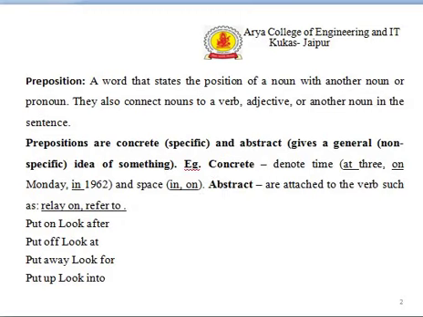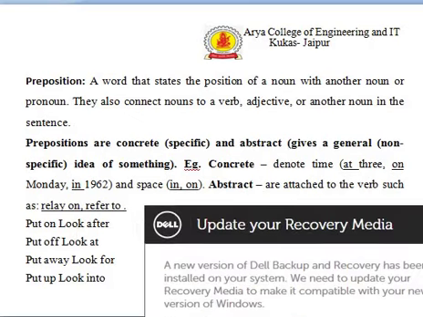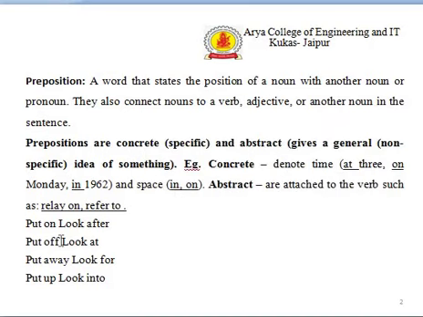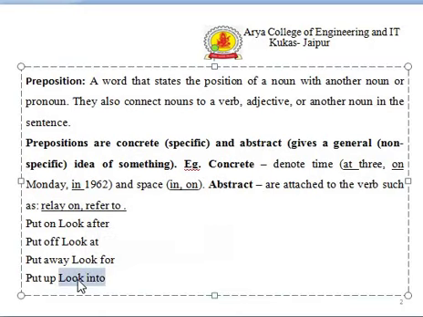Abstract prepositions are something that rely on or refer to something. For example, they usually come with verbs and refer to further meaning of the concerned verb. So put on, look after, put off, look at, put away, look for, put up, look into. So in look into, the preposition into adds further reference or sense to the verb look.